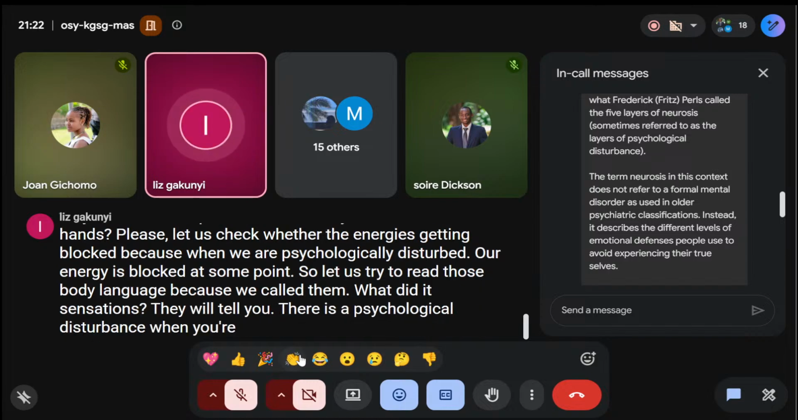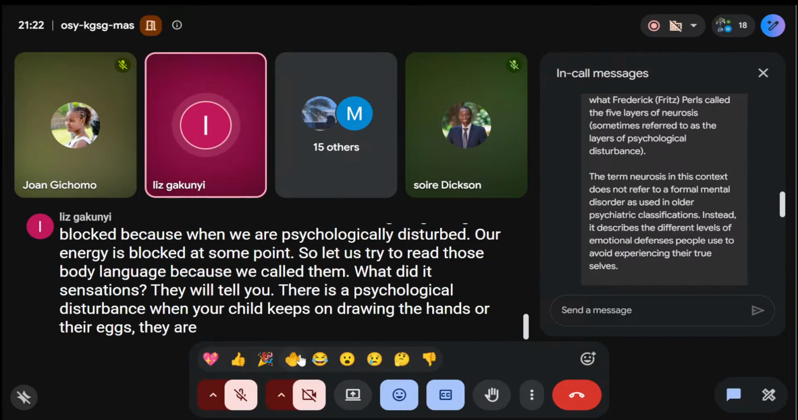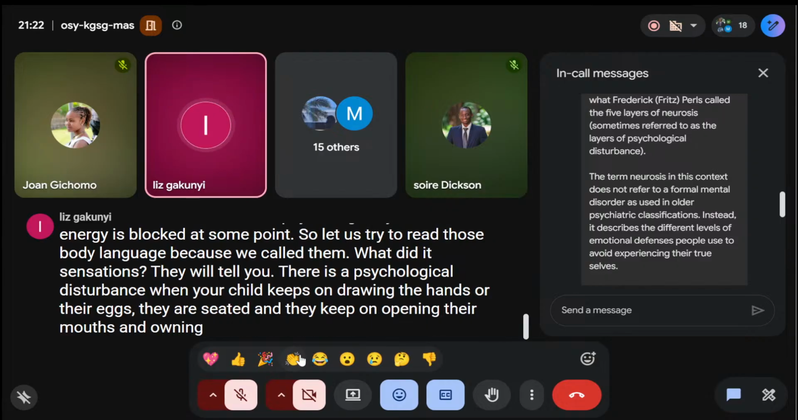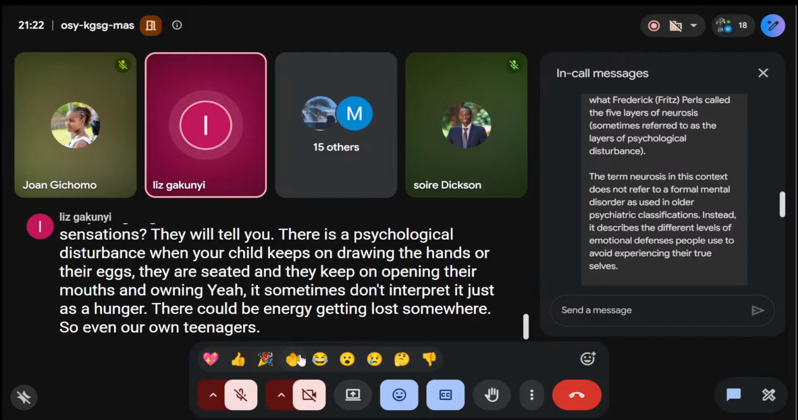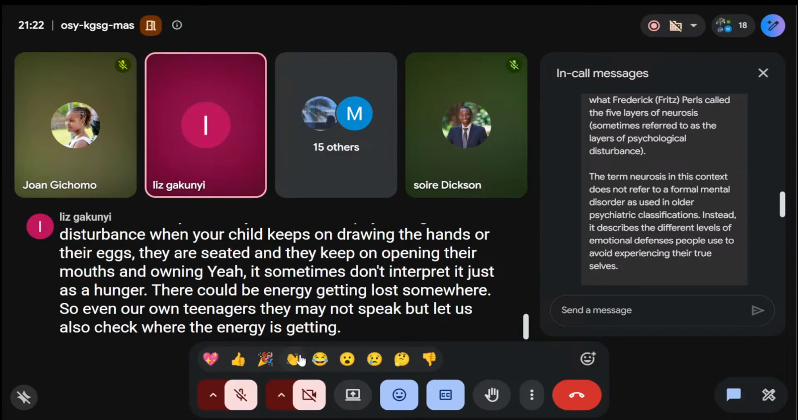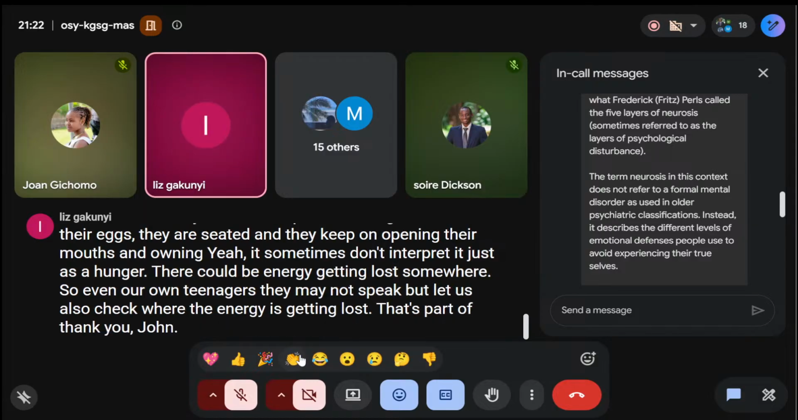When your child keeps on drawing the hands or the legs, or they are seated and they keep on opening their mouths and yawning, sometimes don't interpret it just as hunger. There could be energy getting lost somewhere. So even our own teenagers, they may not speak, but let us also check where the energy is getting lost. That's powerful. Thank you, Joan.